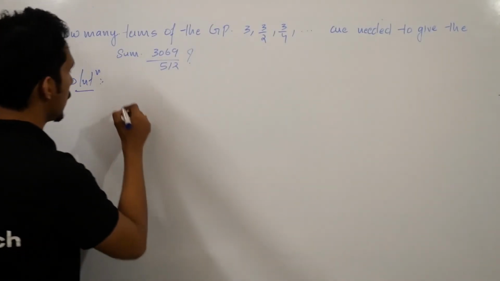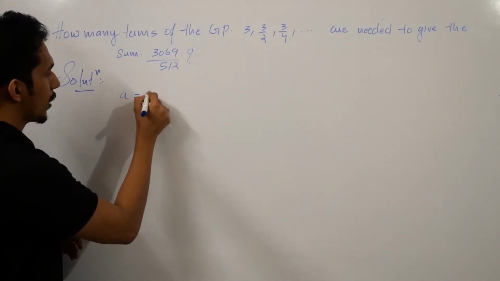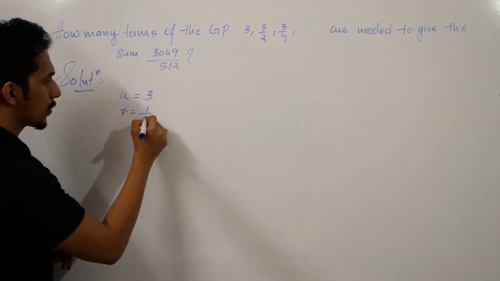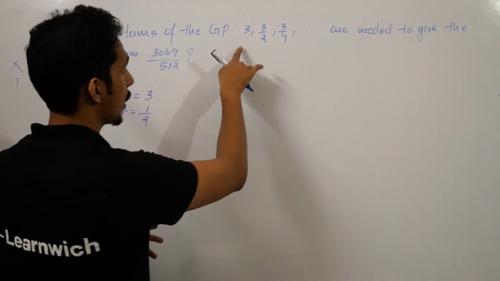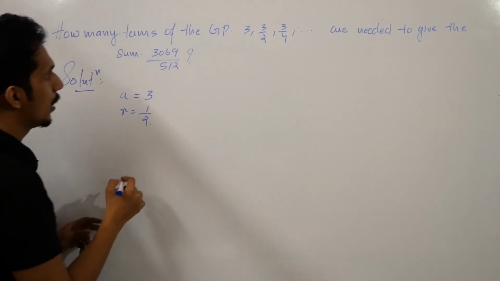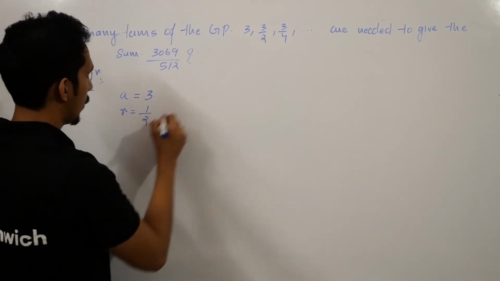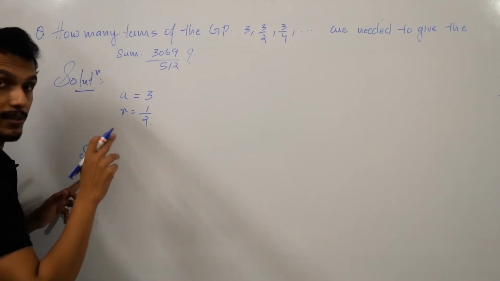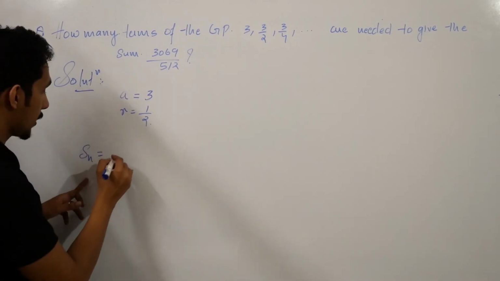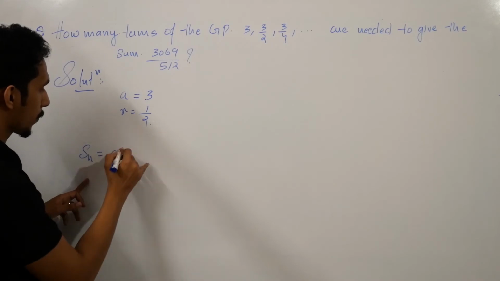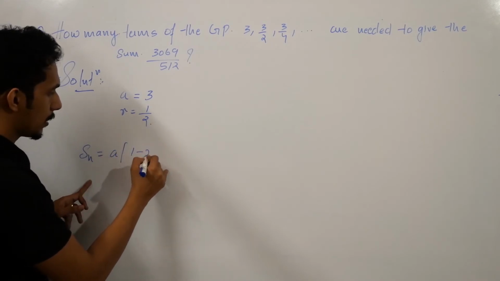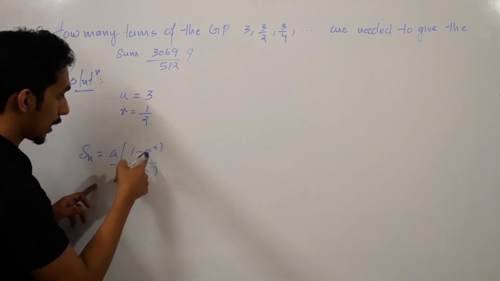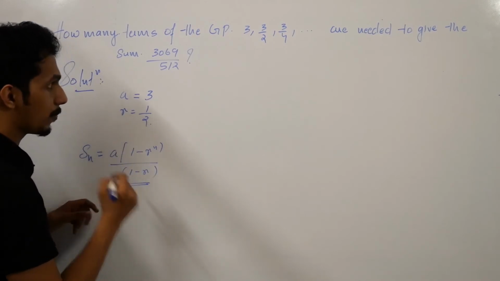The GP is given as 3, 3 by 2, and so on. So that means A is 3 and R is 1 by 2, obviously, because 3 into 1 by 2 is 3 by 2. Now we have the sum of n terms. Sn formula is, Sn is not AP, it is GP, so Sn is A into (1 minus R raised to n) by (1 minus R), because R is less than 1. This is the formula we will use.